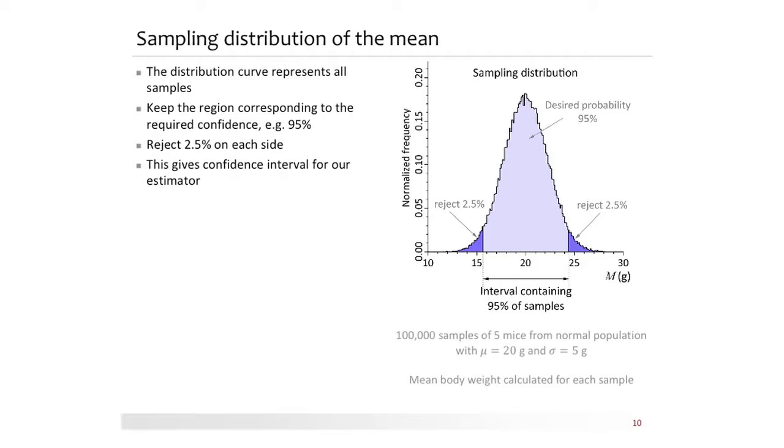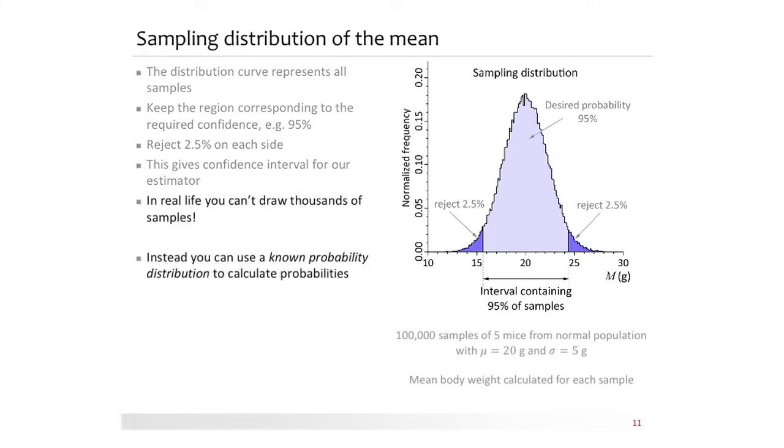So what we can try to do now is keep the region inside corresponding to a required confidence, for example, 95%. Because this distribution doesn't have to be symmetric, but you want a symmetric situation where this desired probability is right in the middle. So what you do, you reject 2.5% on the left-hand side, 2.5% on the right-hand side, and what is left here is 95% of samples. So this is an interval that contains 95% of the central samples after rejecting extremes. And this gives us a confidence interval for our estimator, and this is the 95%.